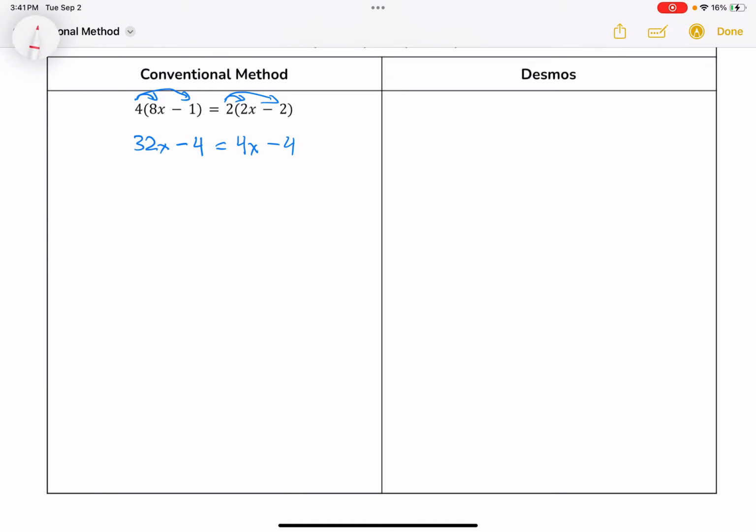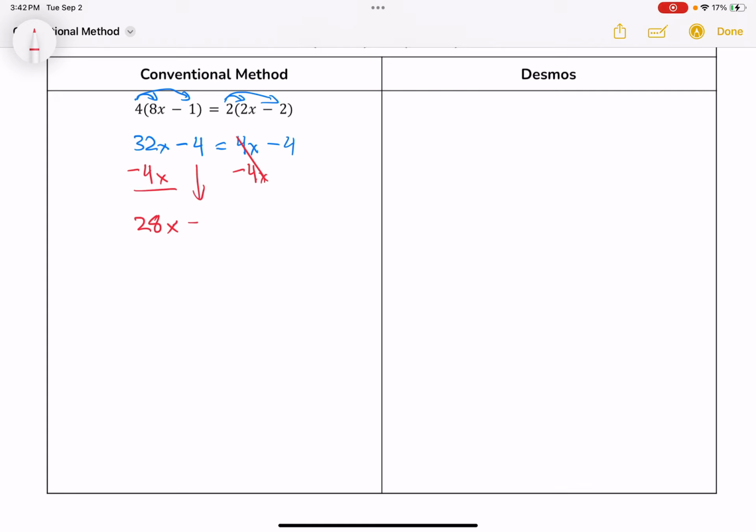How are we going to do that? Well, let's subtract 4x from both sides. I think that's the easiest way. We could also subtract 32x from both sides. That would be fine. But let's do this. 32 of something minus 4 of something leaves us with 28 of that something. And that something is x, so it's going to be 28x.